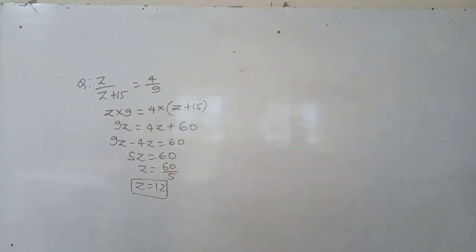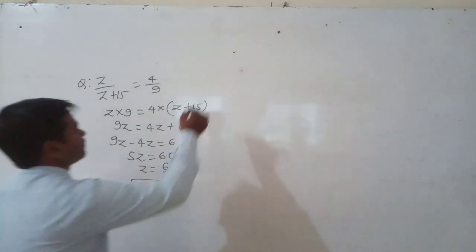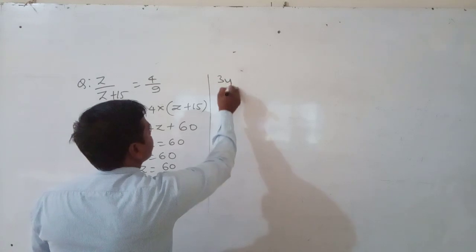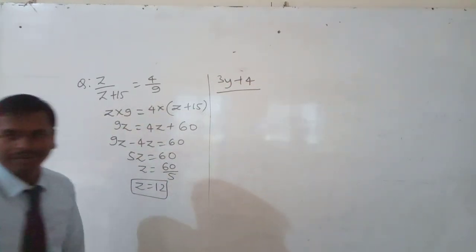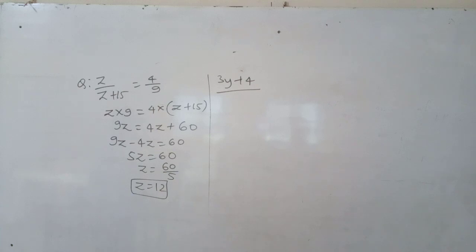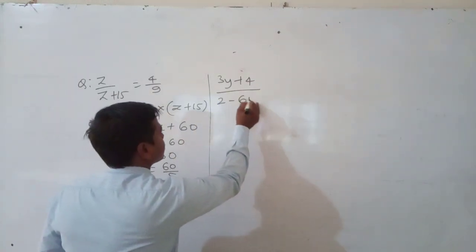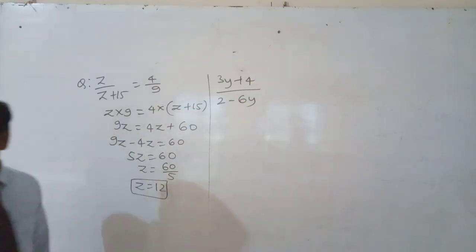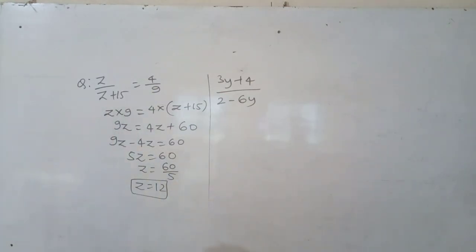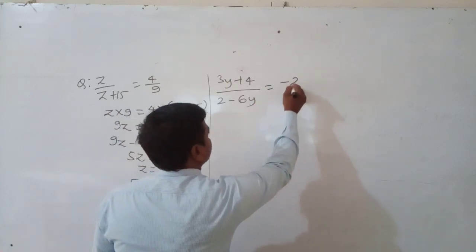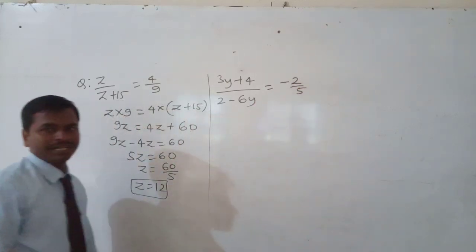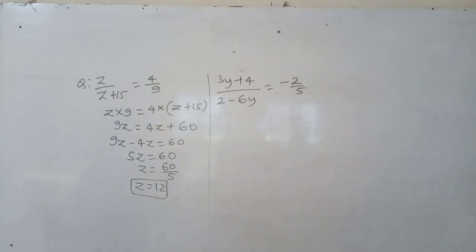We can solve one more question. 3y plus 4 divided by 2 minus 6y equal to minus 2 by 5. This is also the same method that we did in the previous question. We'll shift the denominator to the other side and multiply that one. What is here?